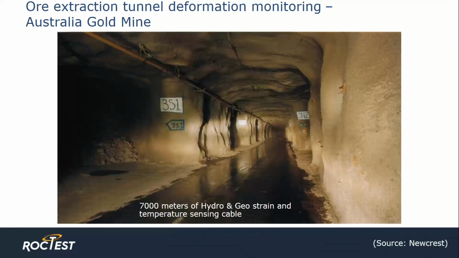The next project is a gold mine in Australia where deformation and settlement monitoring of the operating tunnels and laterals was discovered. Distributed sensing was used to detect and evaluate mass rock behavior throughout the tunnel matrix during construction and operation. The end goal was to increase the safety factor and increase production efficiency. Three main operation tunnels were instrumented with a total of 7,000 meters of Hydro&Geo strain and temperature sensing cable.